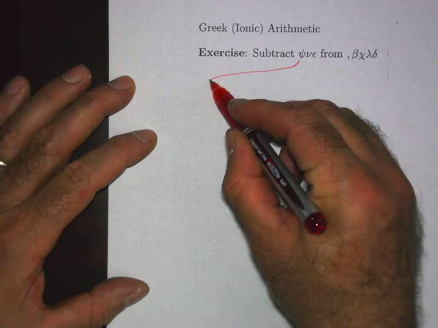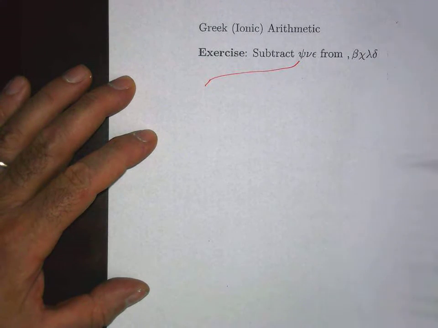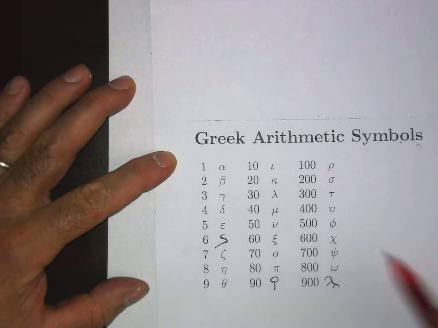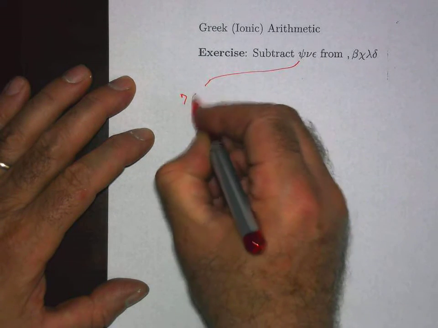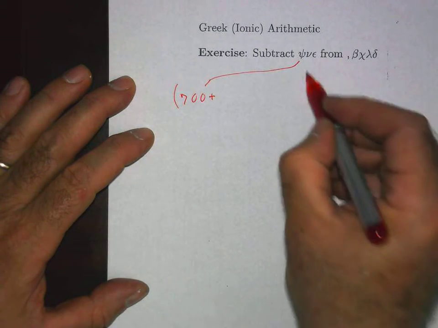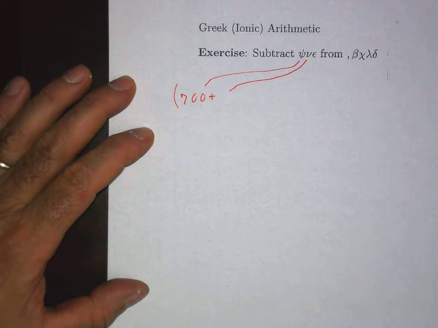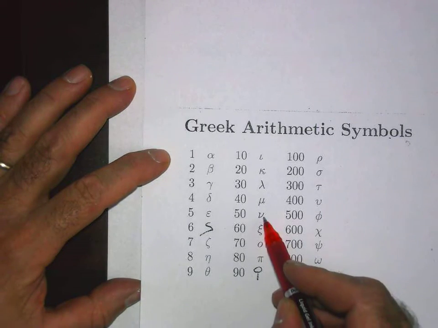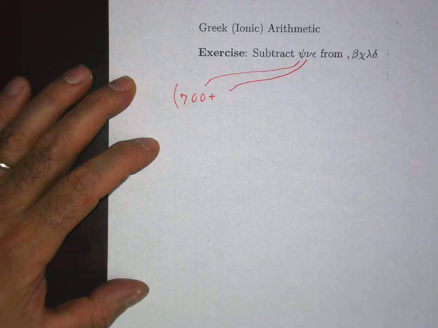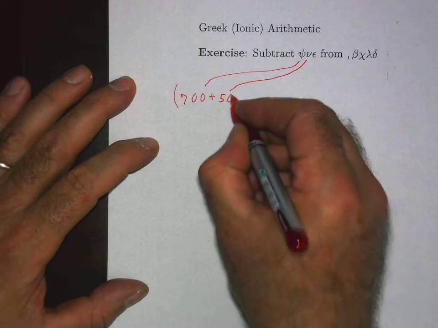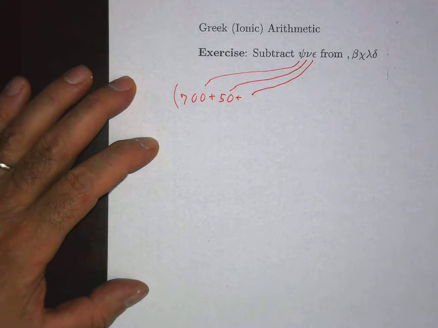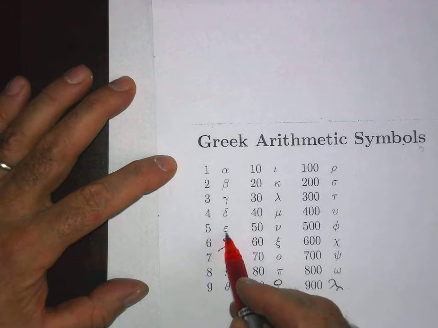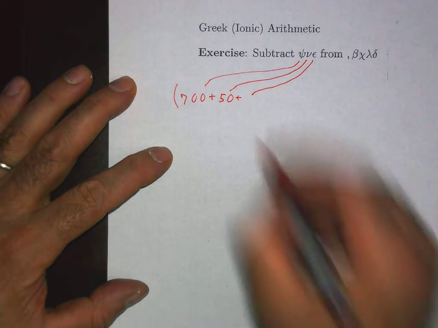So let's look at this guy first. This is psi. What is psi? Let's see, our good friend psi. Yes, psi is 700. So here we have 700. Now, nu. What is nu? Nu is 50. And finally, epsilon. That's a pretty funky looking epsilon there, I'm sorry. But epsilon is 5.